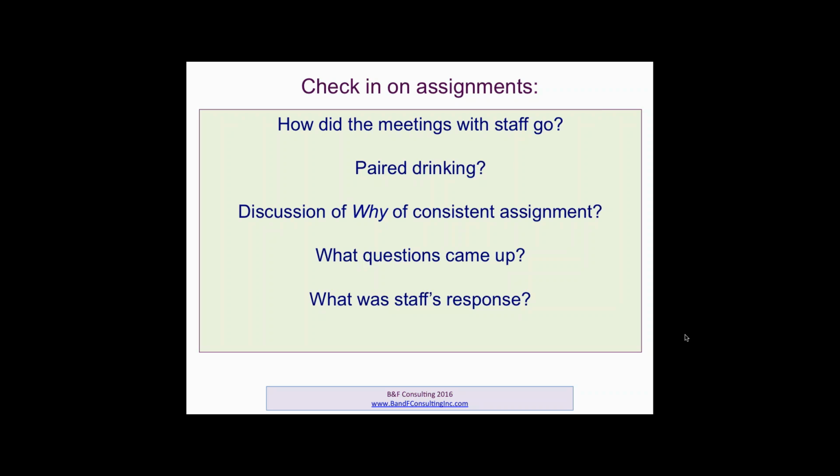How did the meetings with staff go? How was the pair drinking? Discuss how was the discussion of why consistent assignment? What questions did they have? How did they respond? This should give you a better feel for how your staff reacted to all of this information. And these are good questions that really get to the meat of the matter.